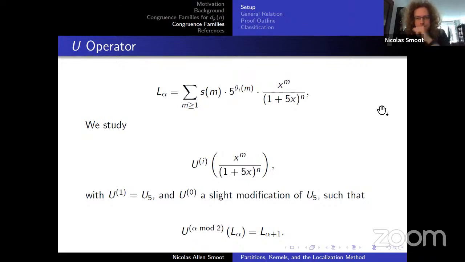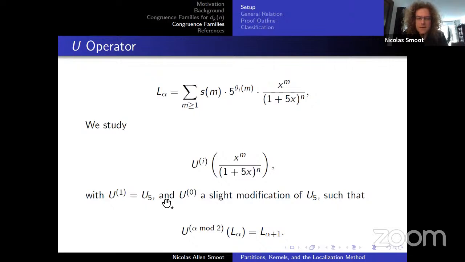Okay. L alpha has this form. And the idea is, I can construct a sequence of U operators that should sound similar to anyone doing work in this subject. U1 is just going to be the U5 operator, and U0 is just a modification of the U5 operator. And the idea is this is rigged so that if I apply U of alpha mod 2 to L alpha, I'll get L alpha plus 1. That's the basis of an induction argument that we're going to form.